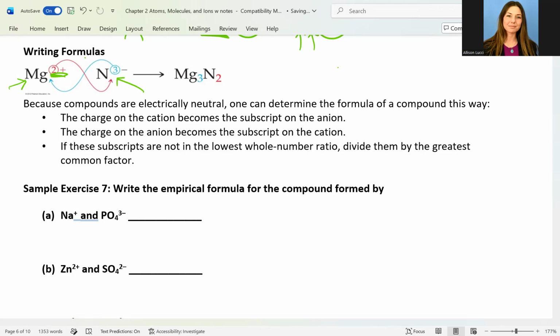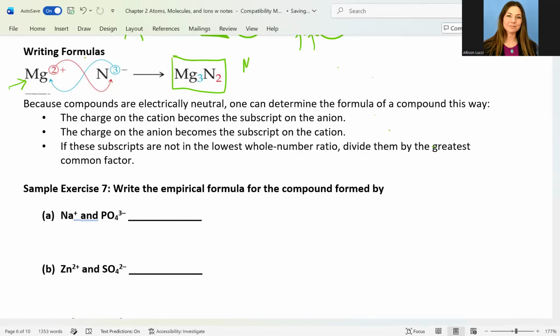So when we combine the metal magnesium and the nonmetal nitrogen, we can do this kind of crisscross of charges here, where the charge becomes the subscript of the other element. So that's what those red and blue crisscrossed arrows are indicating there, that we need 3 magnesiums with a +2 charge and 2 nitrogens with a -3 charge to create this neutral compound shown over here.